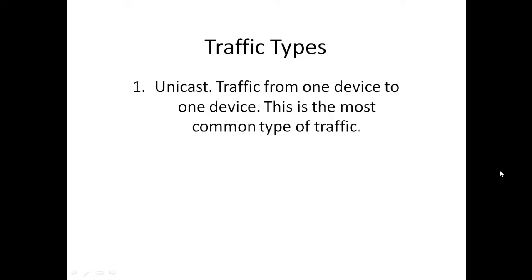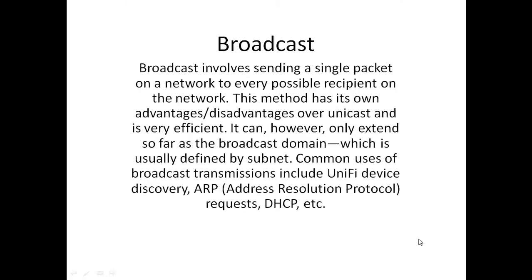All right, so the first traffic type is Unicast. This traffic is basically traffic that people generate every day when they open up a web page. This is the most common type of traffic. It's also the least overhead on a network. So this is basically one device talking directly to one other device, and nobody else is really listening. All right, so that's what this traffic type is.